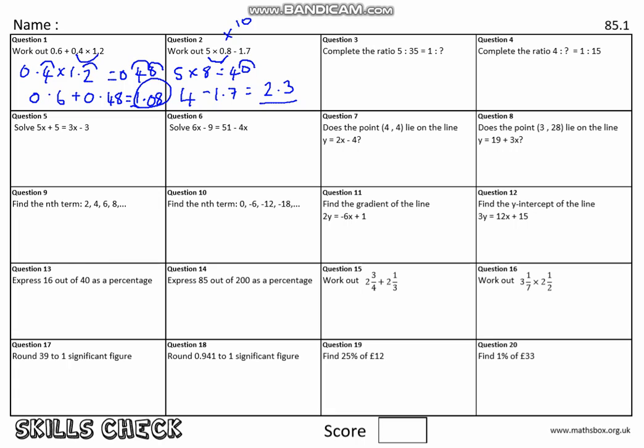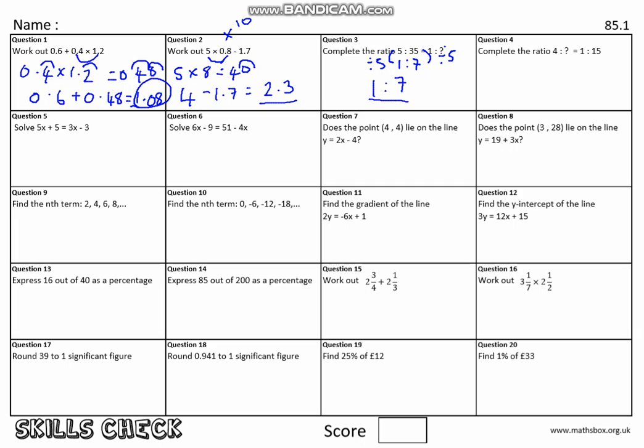We're completing the ratio. So we've got 5 to 35, but we want to make it 1 to something. So we're always timesing and dividing in ratios, okay? So how did I get from 5 to 1? Well, I divided by 5. So now I've got to do the same on the other side. So 35 divided by 5 is 7. So my answer, this ratio, is 1 to 7. Same for this one then.